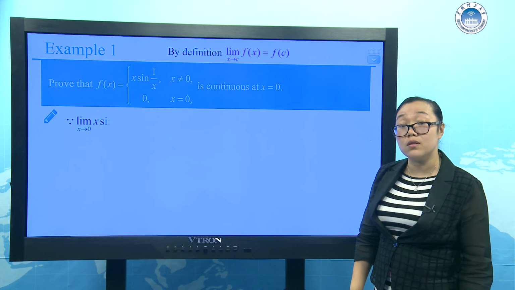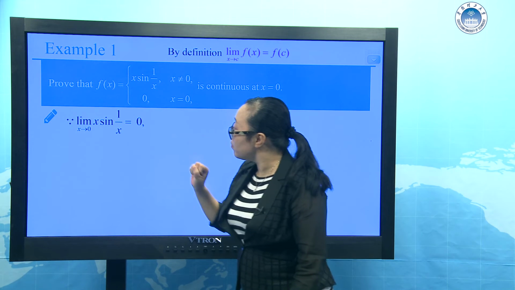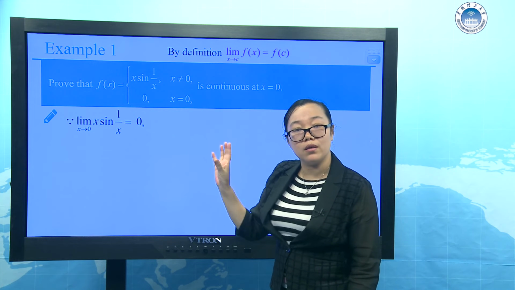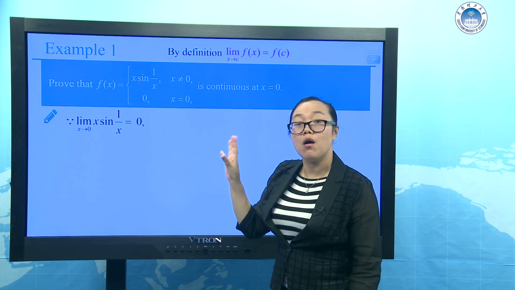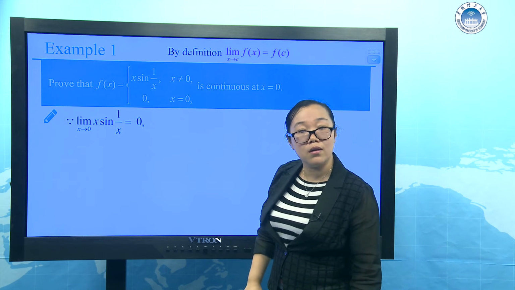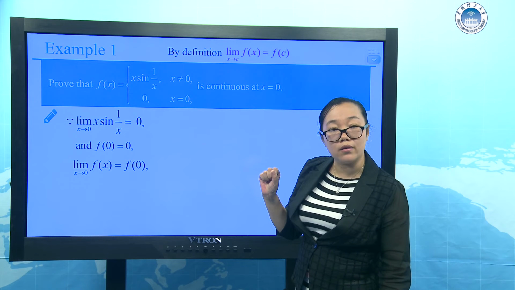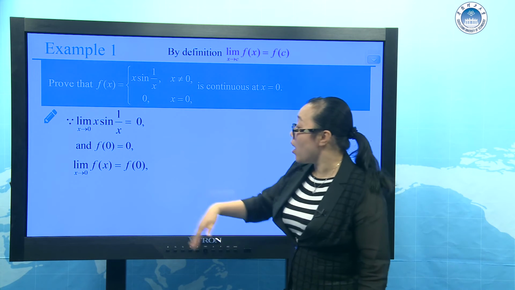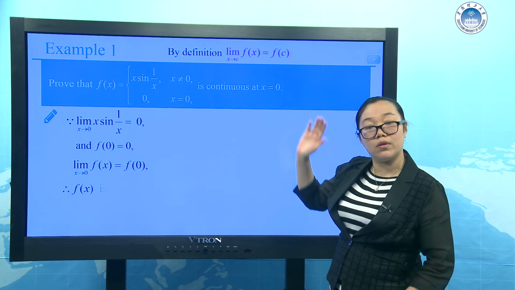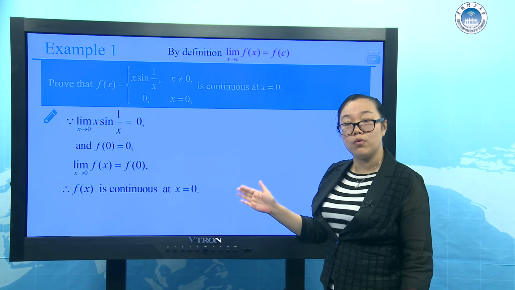First, we check whether the limit exists or not. x tends to 0. Sin 1 over x is bounded. 0 times some bounded expression gives a limit equal to 0. Another, f(0) equals 0, so f is defined at the given point, and the 2 values are equal, both 0. According to our definition, f(x) is continuous at the given point 0.